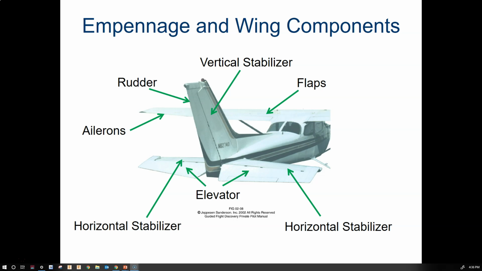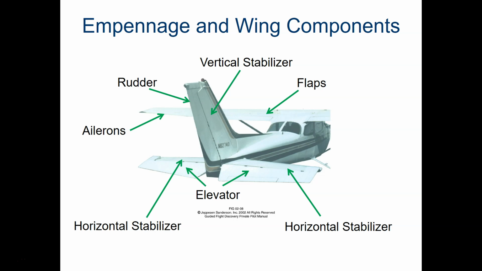Notice how the flaps on this airplane are very close to the root of the wing where it attaches to the top part of our fuselage. And notice how the ailerons, also on the trailing edge, are more towards the wing tip.